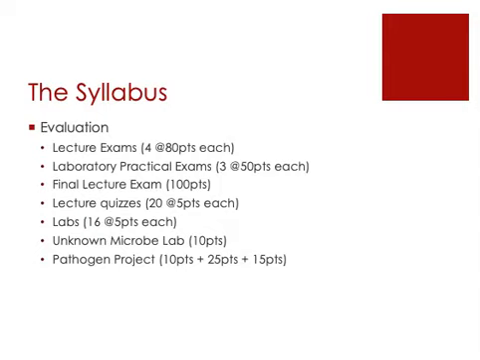Lastly, you will have one writing assignment to do for me, and that's what we refer to as the pathogen project. You'll notice that this has 3 different point values associated with it, and that's because it's done in 3 parts. You're going to receive a pathogen that is assigned to you by me. And if you're not aware of what that word means, a pathogen is simply a microbe that's capable of causing disease in a human or another organism.